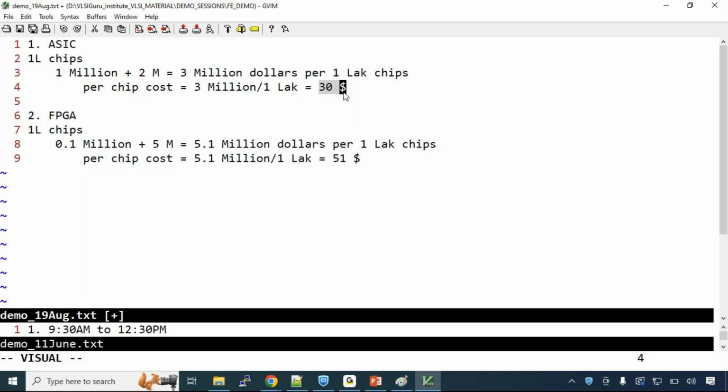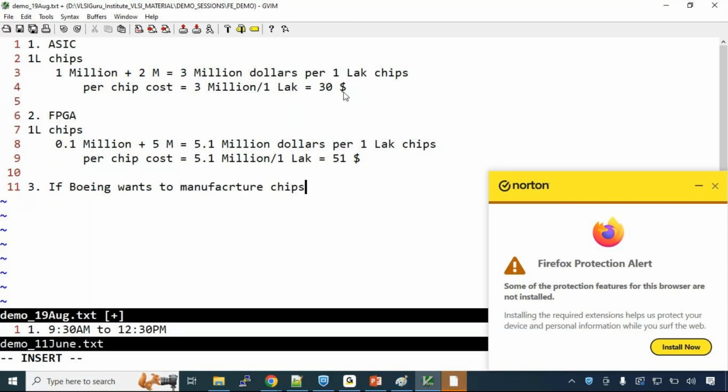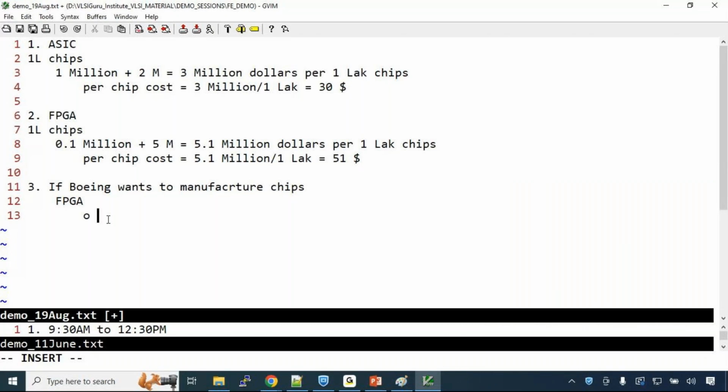That means what? Boeing has two advantages. What are the two advantages they have? If Boeing wants to manufacture the chips, they will choose FPGA. Why? Two advantages. One is per chip cost is less, and it is quick to implement. Because in ASIC, they have to go through a costly, time consuming process. Whereas in FPGA, it won't be so time consuming. They can do it quickly, and it's easy to prove, easy to find any mistakes also.